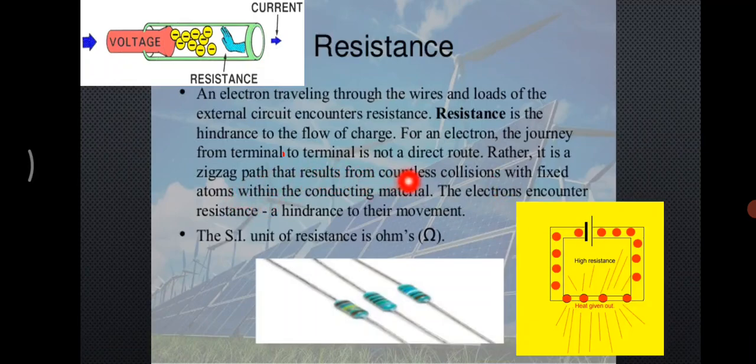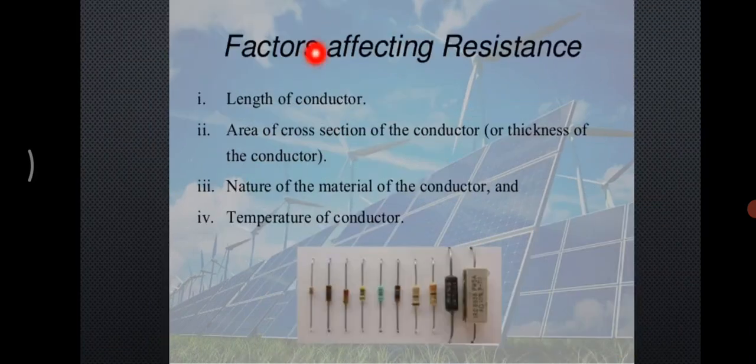It is a zigzag path that results in countless collisions, because other atoms will also be there. Because of those collisions, there is a hindrance in their movement, and that is called resistance. Now, certain conductors have their own resistance, and we also use some devices to create resistance. Sometimes we do not need much current. To decrease the flow of current, we use devices like resistors. These devices that you are seeing are called resistors.